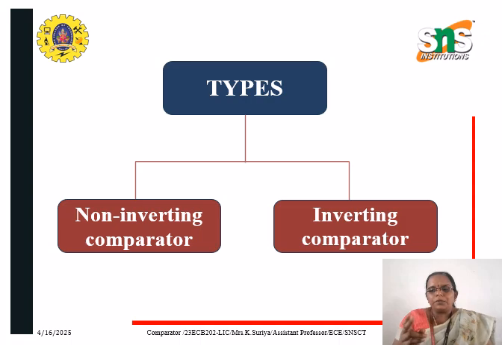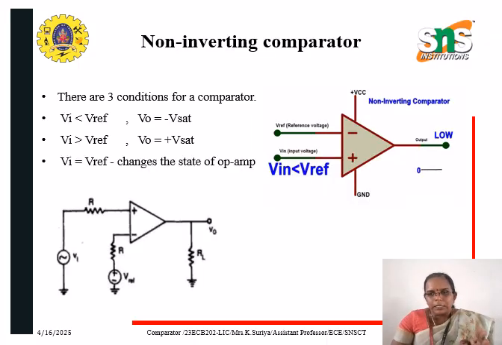There are two types of comparators, non-inverting comparator and inverting comparator, based on the voltages that are given to the non-inverting and inverting input terminals of the op amp. First, let us see about non-inverting comparator.